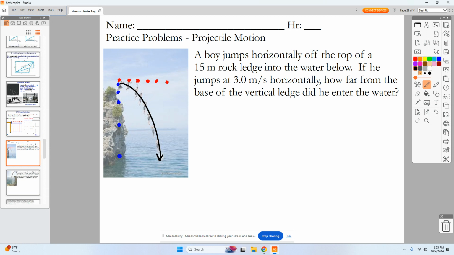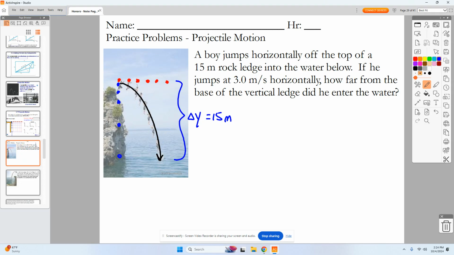So let's go ahead and switch this to blue. I notice that he's jumping from a 15-meter high ledge. So I'm going to make a little diagram here that says that the height that he's jumping from is 15 meters. And just for simplicity's sake, I'm going to call downward positive. I can choose any way I want to be positive, so I'm going to call downward positive. So delta y is a positive 15.